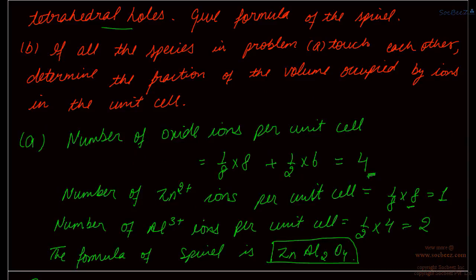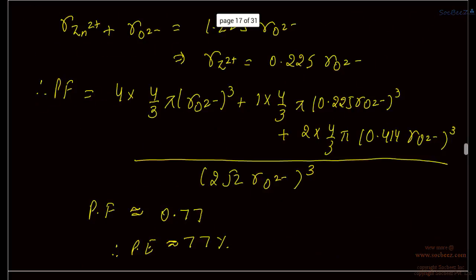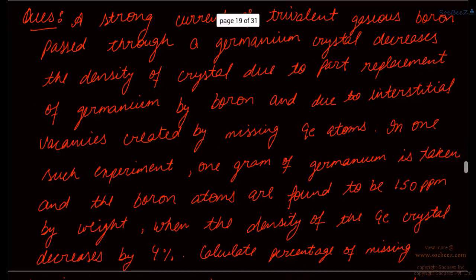Okay, so this is the packing fraction of the volume occupied by ions in the unit cell. The answer is 77%. So let's move on to another question.